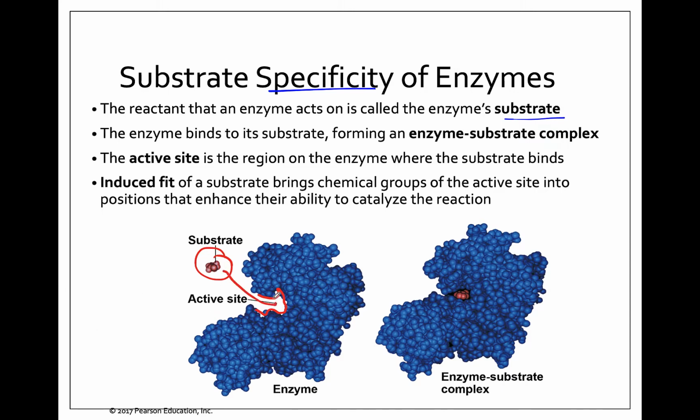So once the substrate binds into the active site, notice that the enzyme has changed shape and it's created a really tight fit. This is called an induced fit, where the chemical groups in the active site physically change the shape of the substrate. And that's how it lowers the activation energy, is it's physically putting stress on the bonds or creating some kind of microenvironment. So this is the enzyme substrate complex because it is literally an enzyme and a substrate.